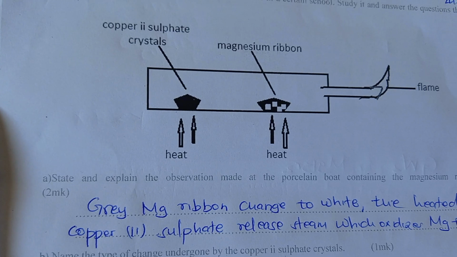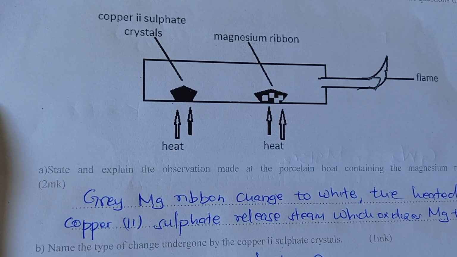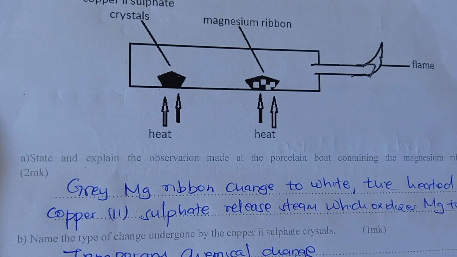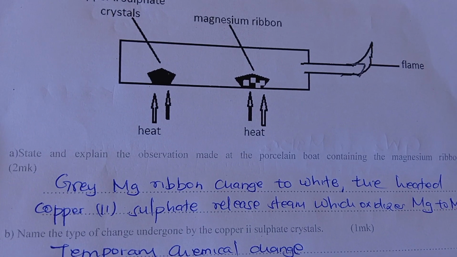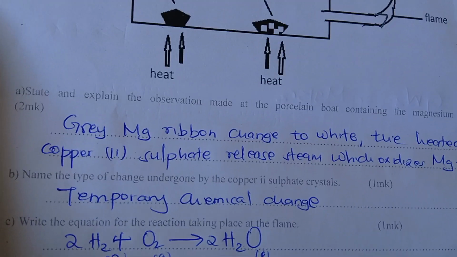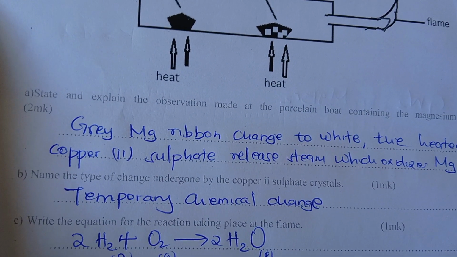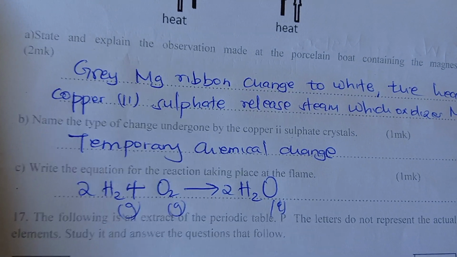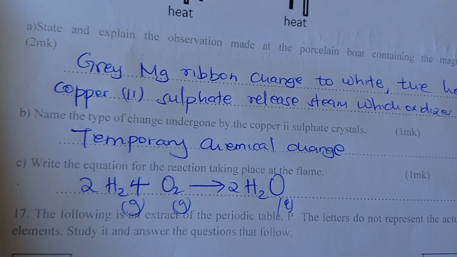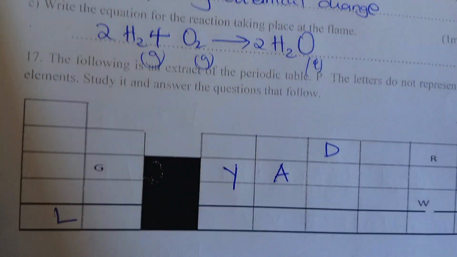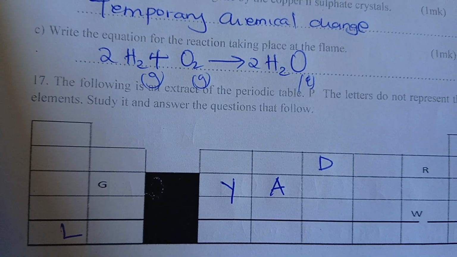So that water of crystallization reacts with magnesium ribbon, forming magnesium oxide. So magnesium ribbon changes from gray to white. The heated copper 2 sulfate releases steam that oxidizes magnesium to form magnesium oxide. Name the type of change, that is temporary chemical change. The reaction at the flame, it will form hydrogen plus oxygen to give 2H2O.